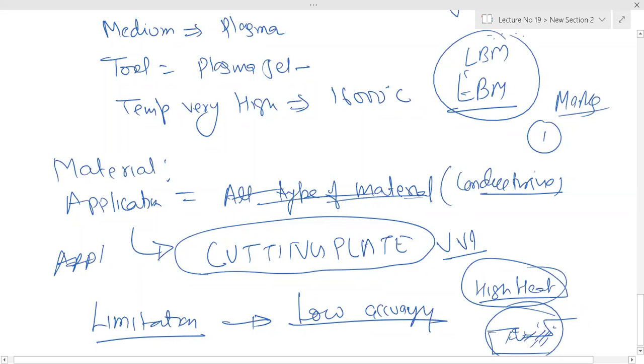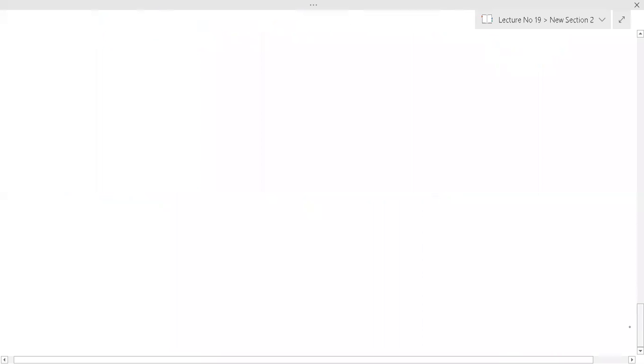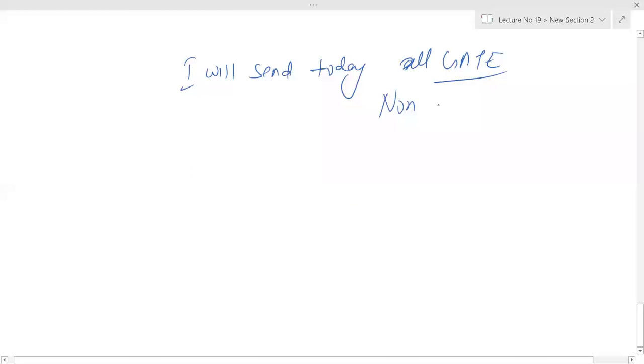So I will discuss only doubts now. I will send today all the GATE questions. Whether everybody is having the GATE question papers of non-traditional machining. Everybody is having all the question papers now. Rajat, yes. Everybody is having the GATE question papers.